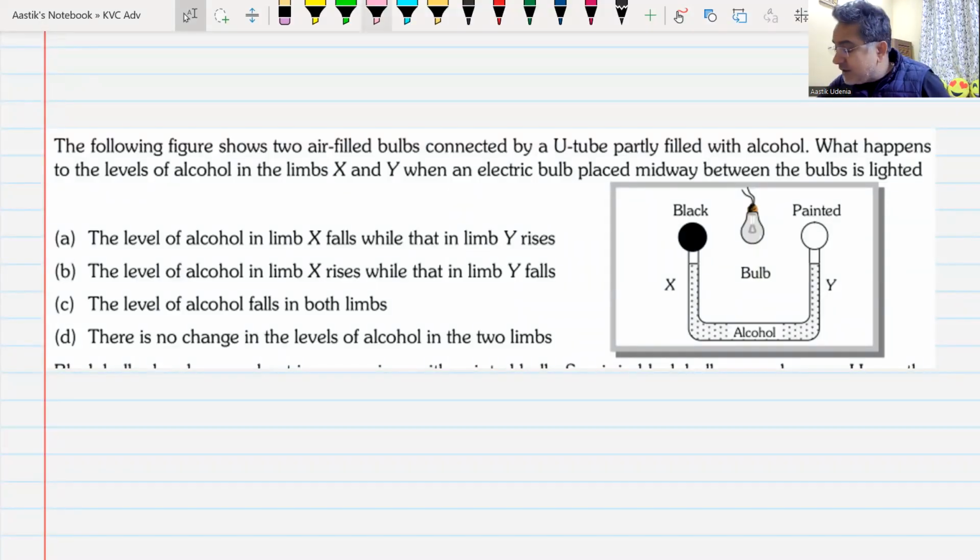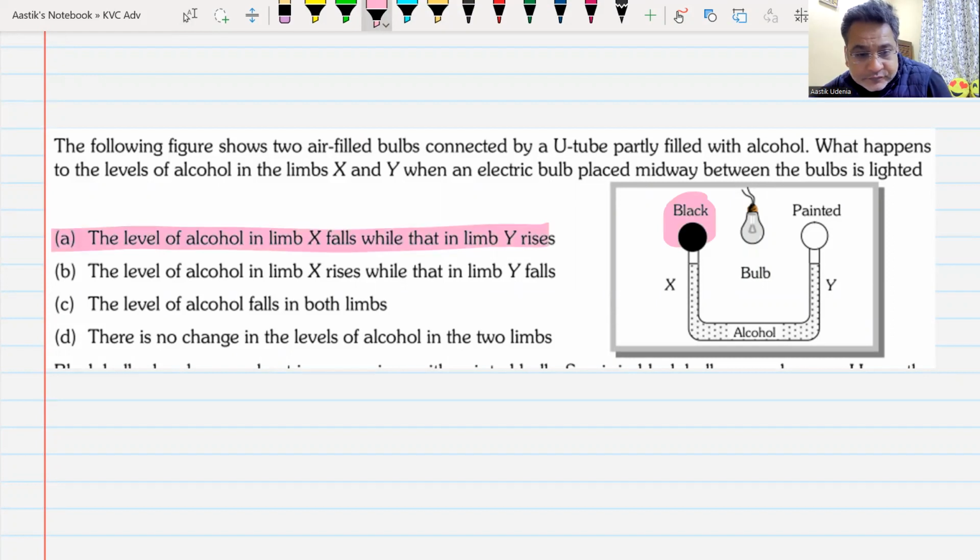The answer is option A. The black bulb will absorb more, so it will expand more. If it expands more, the level of liquid will fall, and the white painted bulb will be expanding less. So option is A. Do we understand this? We get this, beta? Okay. Let us move ahead.